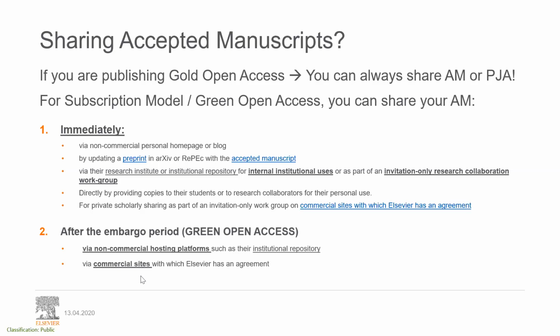has an agreement. Very important, we do not permit sharing accepted manuscripts or published journal articles for subscription articles on ResearchGate or academia.edu. These are examples of websites where we usually have issues with copyright infringements happening. So it's actually unethical to be sharing. It's not part of an agreement. Elsevier does not permit sharing subscription articles as PDF or accepted manuscript on such platforms.